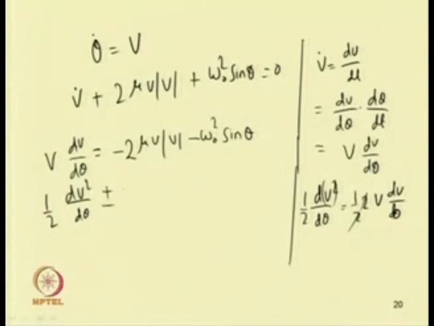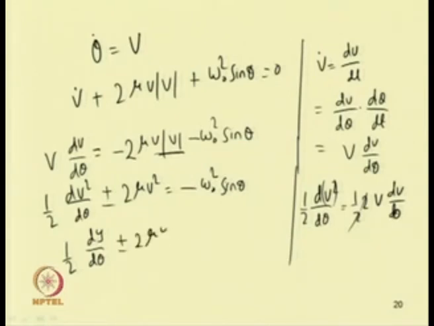Now, taking this term to the left hand side and removing the mod, V mod V equals V square if V is greater than 0, and equals minus V square if V is less than 0. That way, we can write plus or minus 2 mu V square equal to minus omega 0 square sin theta. Taking V square equal to y, we can write this equation as half dy by d theta plus or minus 2 mu y equal to minus omega 0 square sin theta.